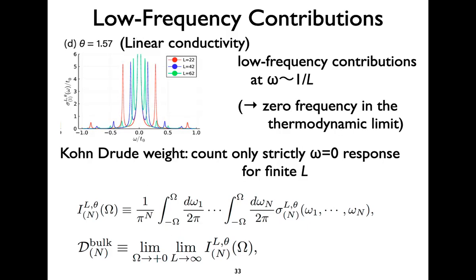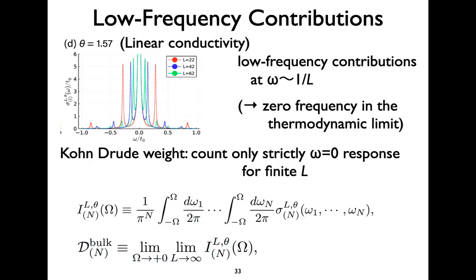For example, this red curve is for system size 22, the blue curve is for system size 42, and the green for 62. You can see that there are low-frequency peaks, which appear at a frequency of roughly 1/L. So these low-energy peaks merge to zero frequency in the thermodynamic limit. But if you use the Kohn formula, you ignore those low-frequency contributions, and you only pick up the strictly zero-frequency peak.